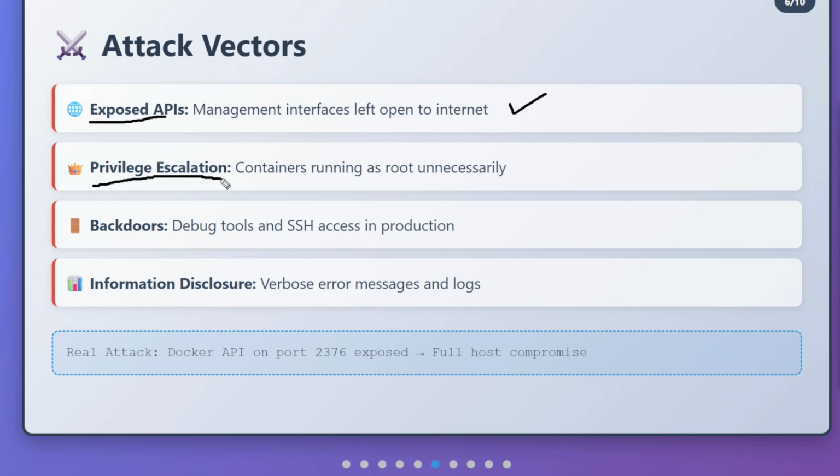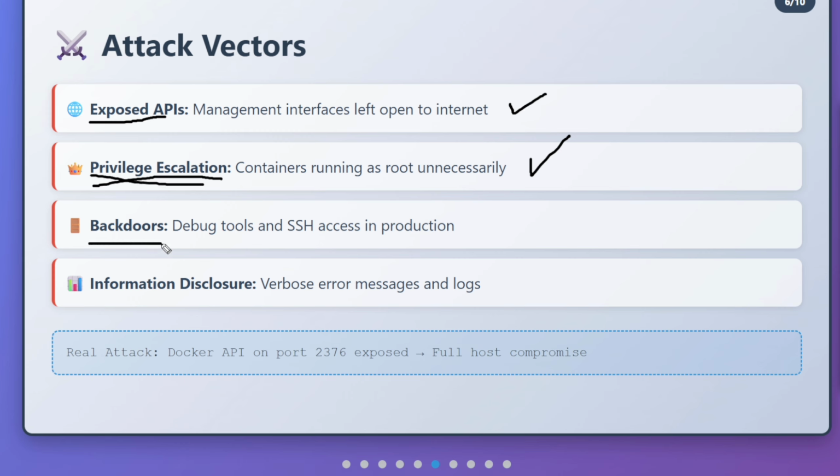And the second attack vector was privilege escalation. That is the significance here: containers running as a root user unnecessarily. Basically, running your containers as root gives attackers full control. If they break into the container, they can escape the container, and then they can affect the host system also. Okay, so that is the significance here.